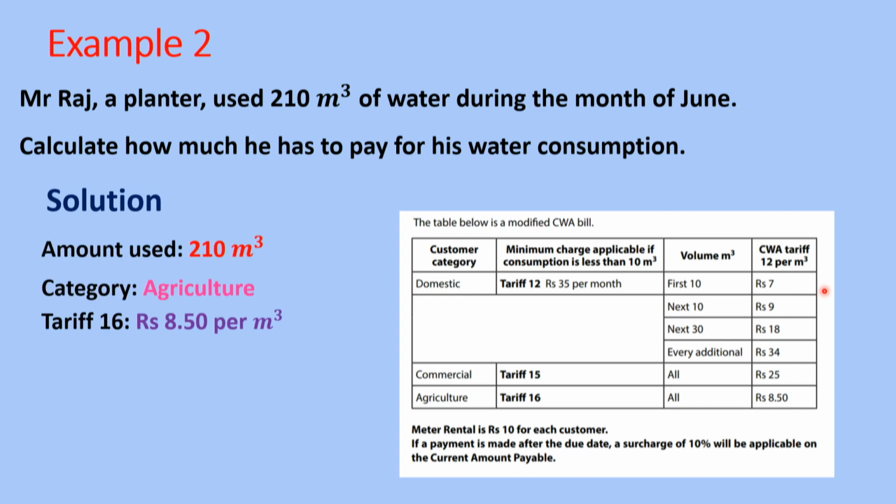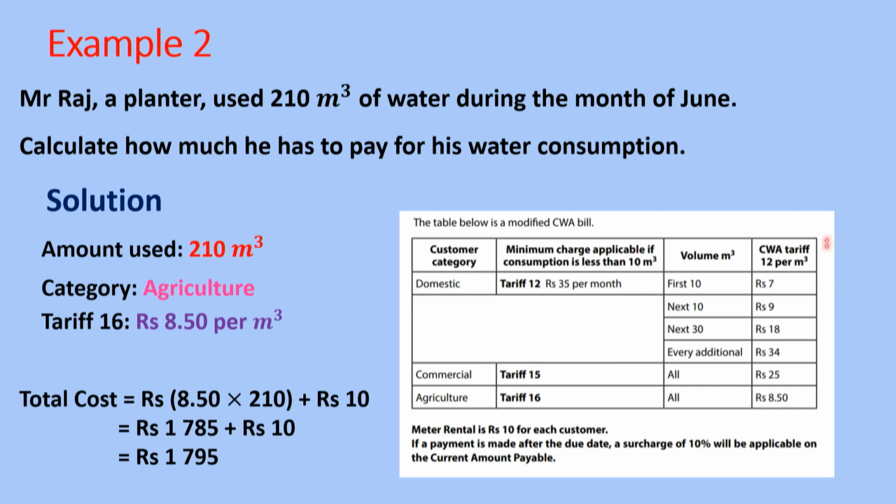So the amount used is 210 meter cube. The category will be agriculture, that is tariff 16, and we can see that it is 8 rupees 50 per meter cube. So the total cost will be 210 times 8 rupees 50 plus, not to forget, the meter rental, 10 rupees. So Mr. Raj will have to pay 1,795 rupees.